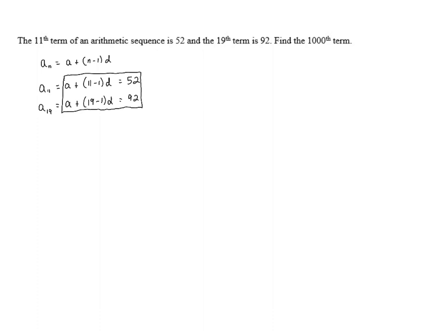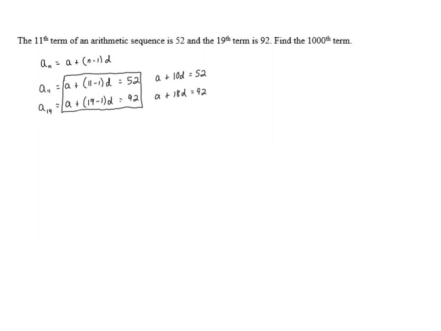First, I'm going to evaluate what's in the parentheses just to make this simpler. We've got a plus 10d equals 52, and a plus 18d equals 92. And now we have a nice system of two equations with two variables. We can solve this with substitution, we can solve this with elimination, we can solve this with row operations or matrices, really any way we want.